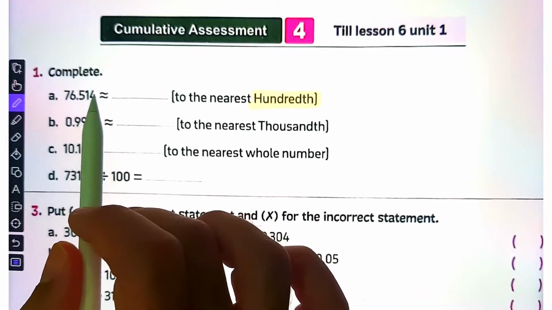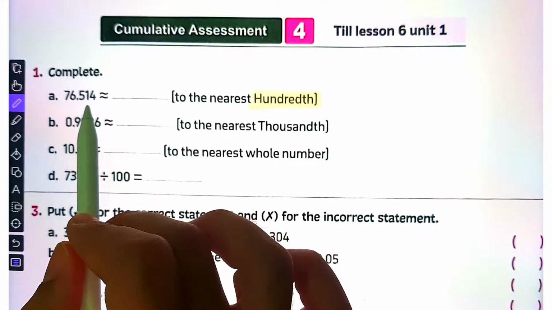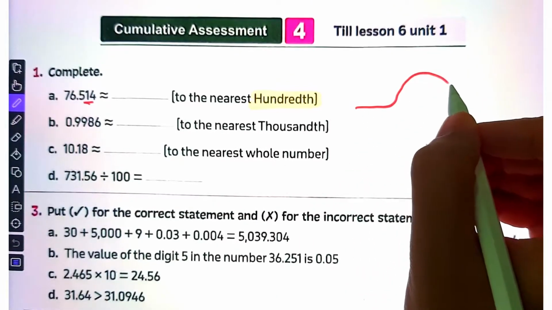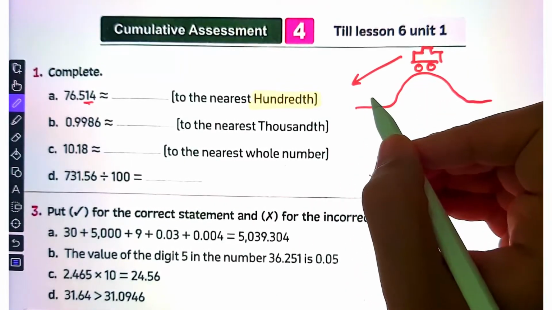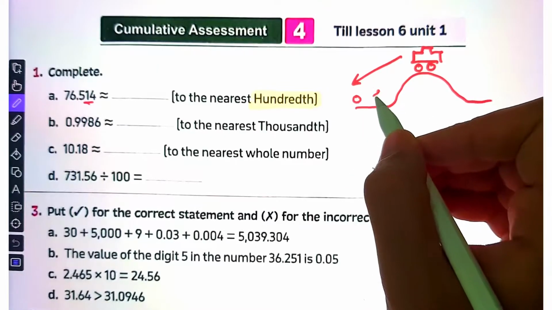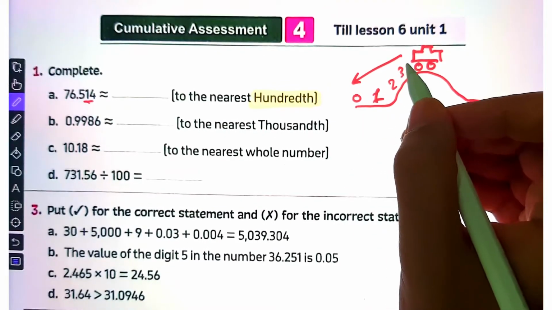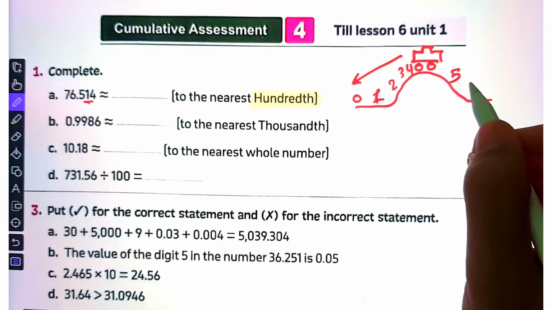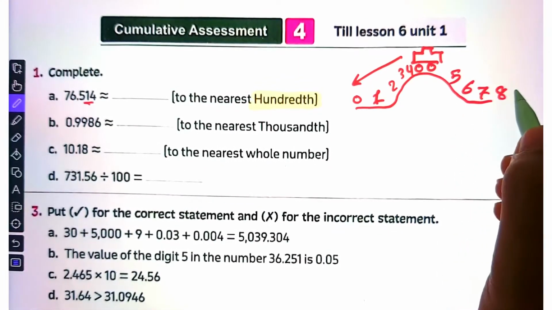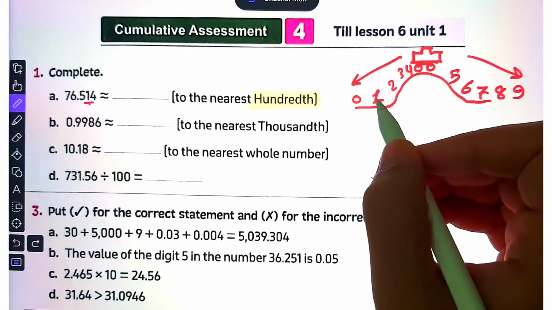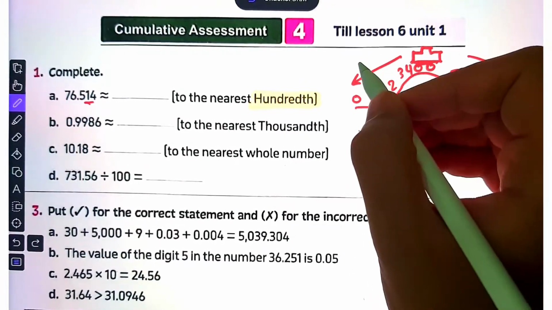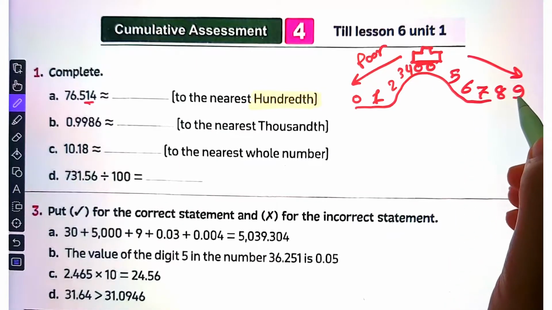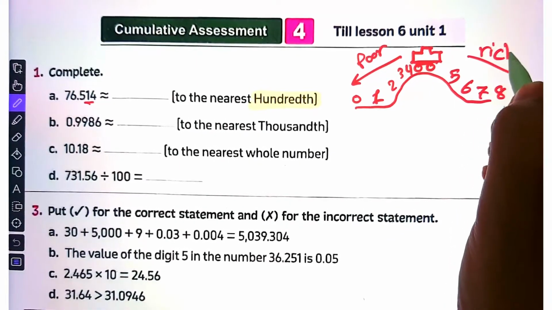Where is hundredth here? Hundredth here is 1. If we draw our hill, we write the poor numbers here: 0, 1, 2, 3, 4. And the rich numbers will be here: 5, 6, 7, 8, 9. 0, 1, 2, 3, 4 are poor numbers. 5, 6, 7, 8, 9 are rich numbers.